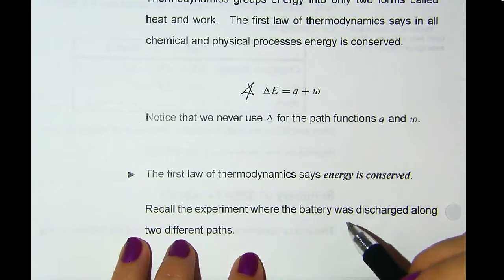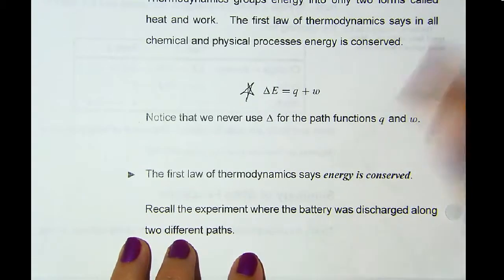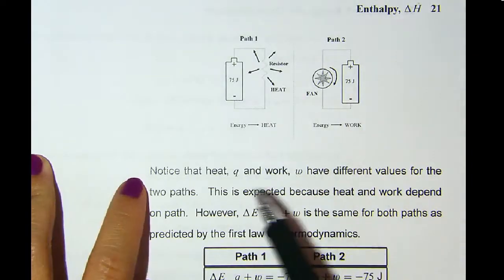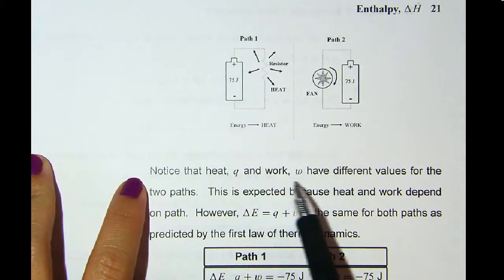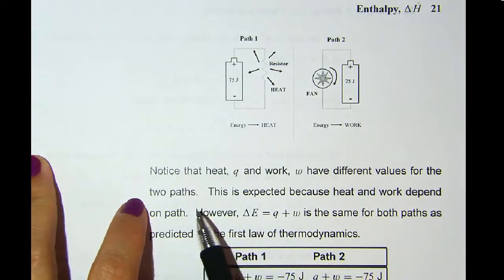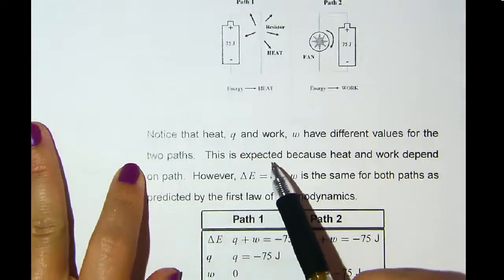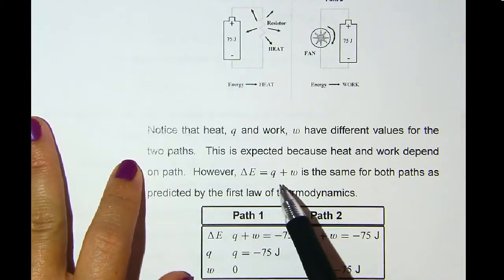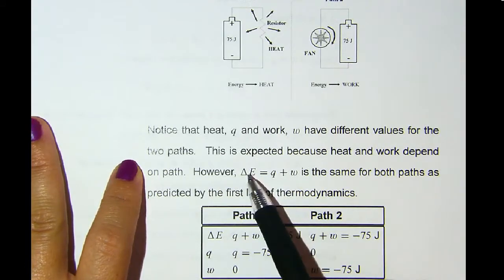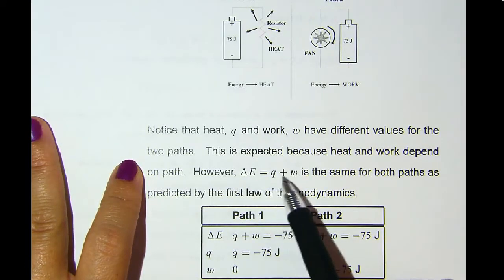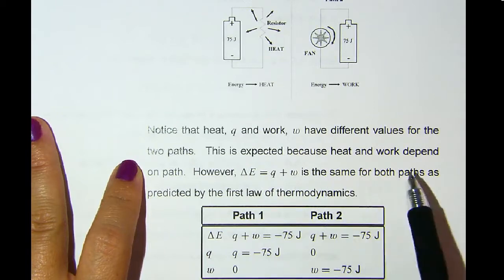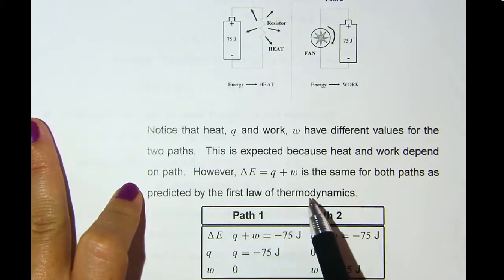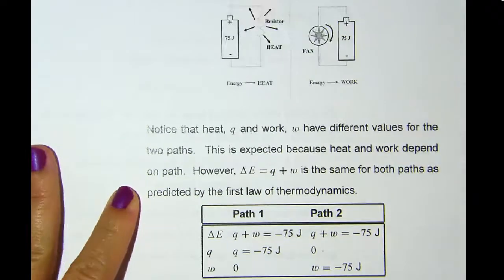Recall the experiment where the battery was discharged along two different paths. Notice that heat, Q, and work, W, have different values for the two paths. This is expected because heat and work depend on path. However, delta E is the sum of the heat and the work together, and it's going to be the same for both paths as predicted by the first law of thermodynamics.